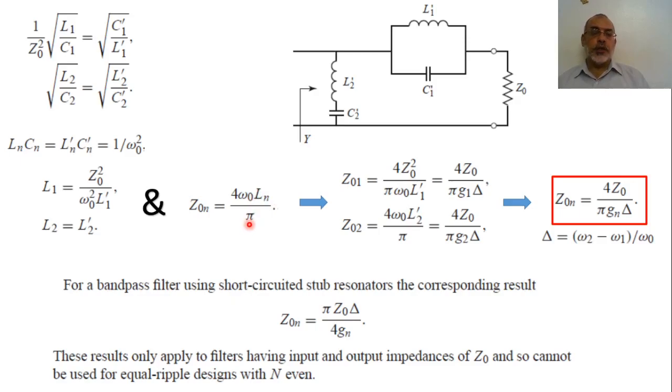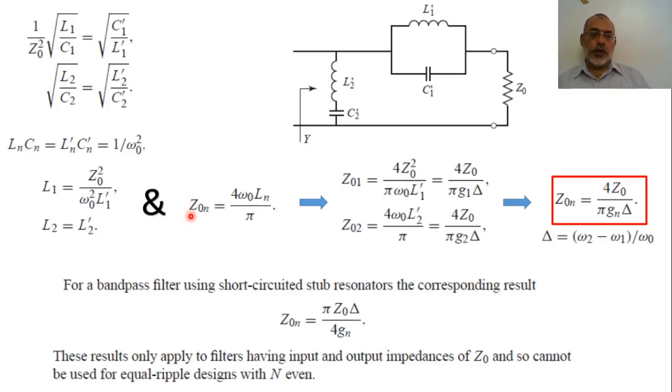So by using the filter prototype, we can determine L1 dash and L2 dash which satisfy the required specification of the filter. And from L1 dash and L2 dash, we can determine L1 and L2 which correspond to the value of the inductance for the required resonators. And from L1 and L2, we can obtain the characteristic impedance of such coupled resonators.